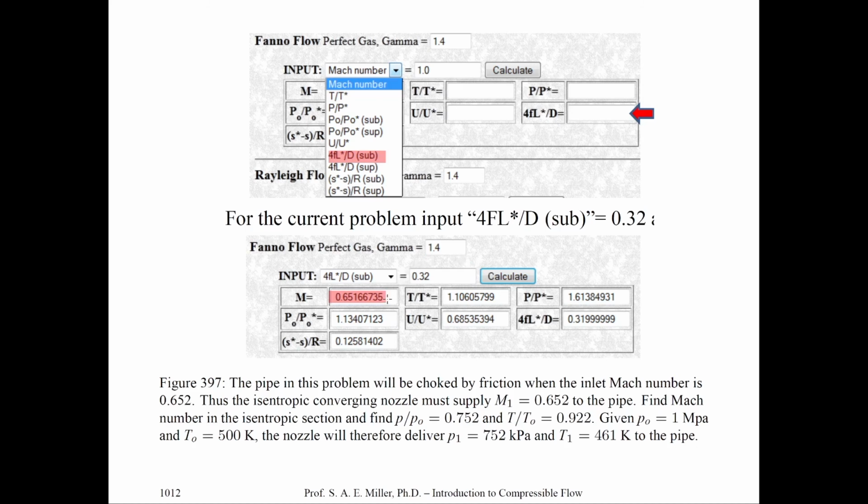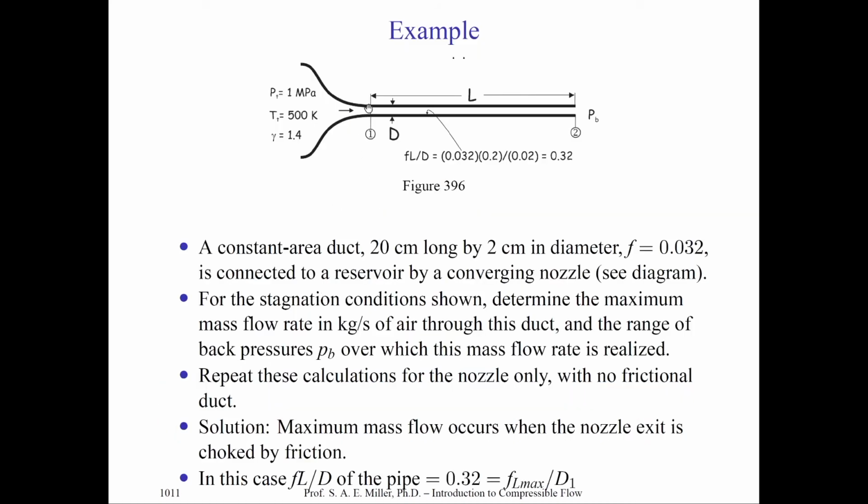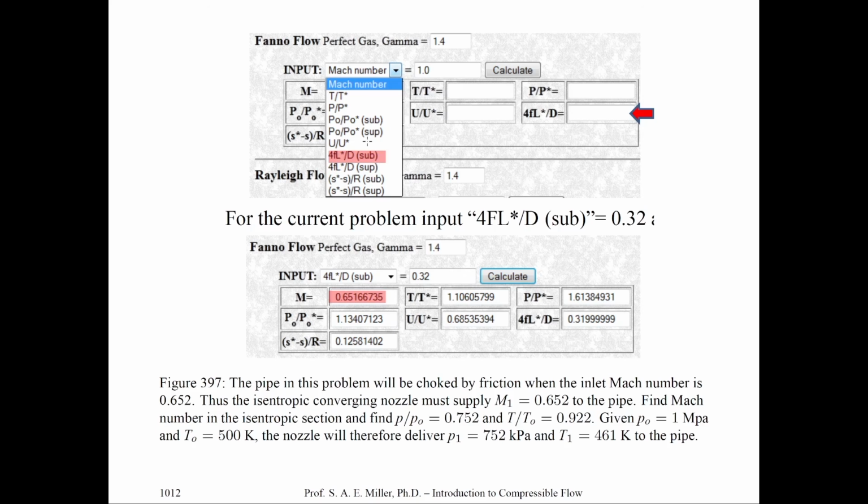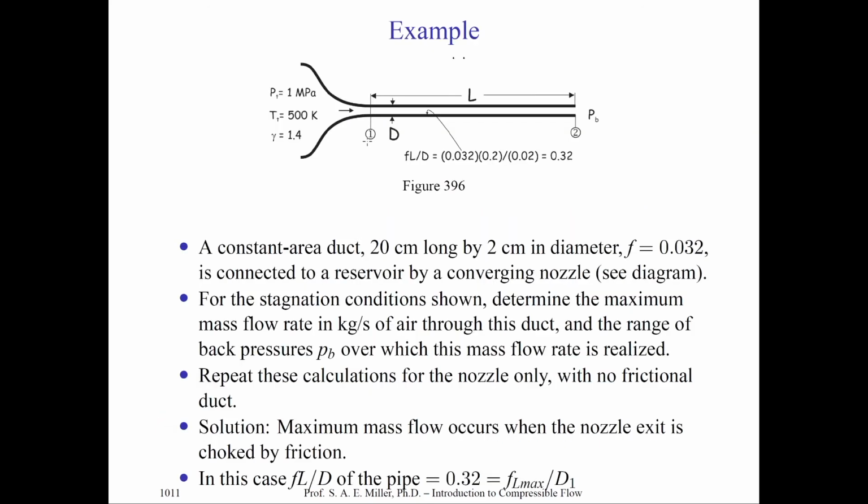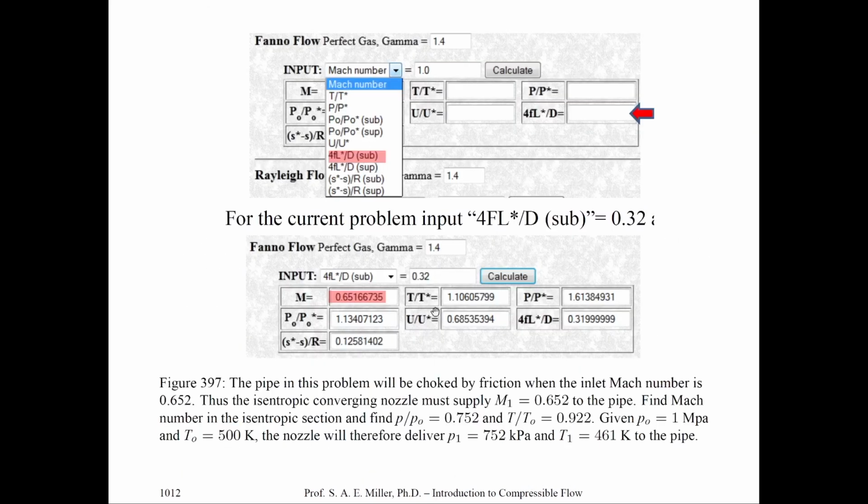You'll then see at state 1, we have a Mach number of 0.65. That means the Mach number at 1 is 0.65, which must be obtained by the nozzle for these conditions. You'll also find the other ratios of pressures and temperatures and total pressures and 4fL over D for the particular value there. Now we need to find the particular Mach numbers in the isentropic section to obtain M1 of 0.65 at state 1. So we can do an isentropic relation problem in the nozzle.